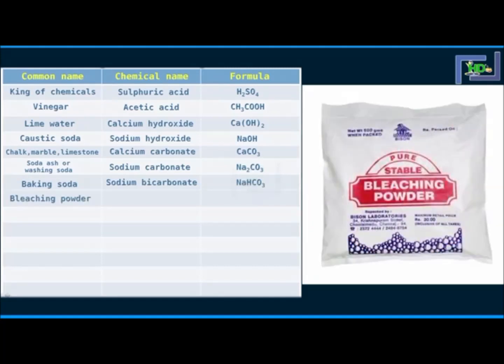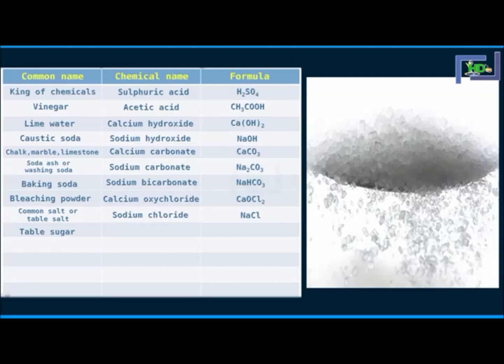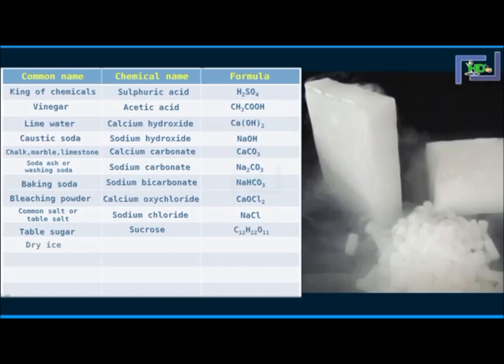Bleaching powder. To purify water, we use bleaching powder. For washing purposes also we use bleaching powder. It is calcium oxychloride and the formula is CaOCl2. Common salt or table salt. Of course, without this we can't eat anything. It is sodium chloride. The formula is NaCl. Table sugar. It is also an important ingredient. It is sucrose. The formula is C12H22O11. Dry ice. It is carbon dioxide in solid form and the formula is CO2.